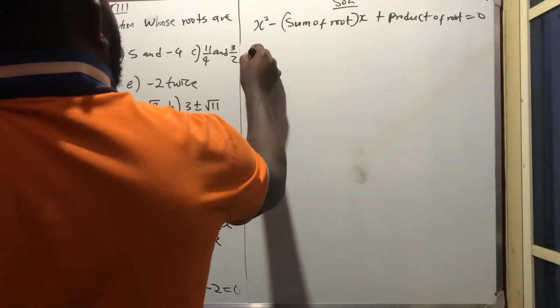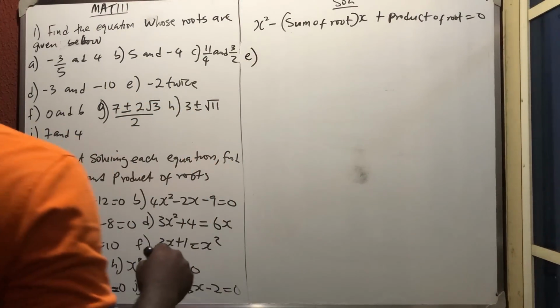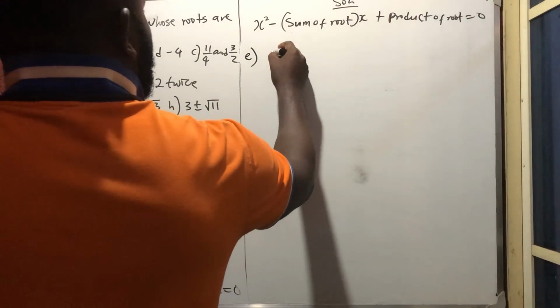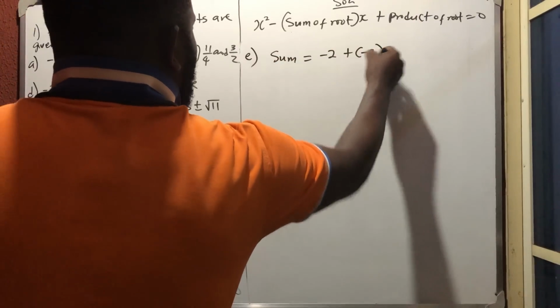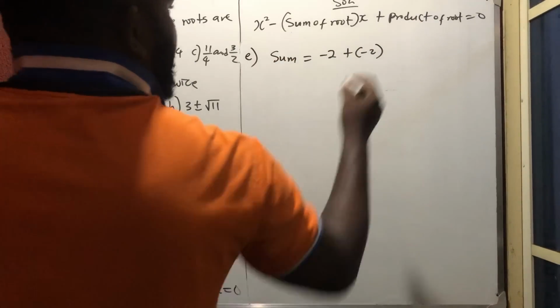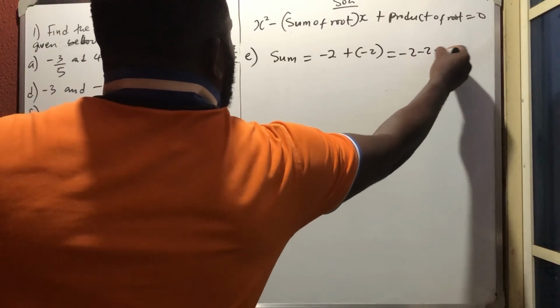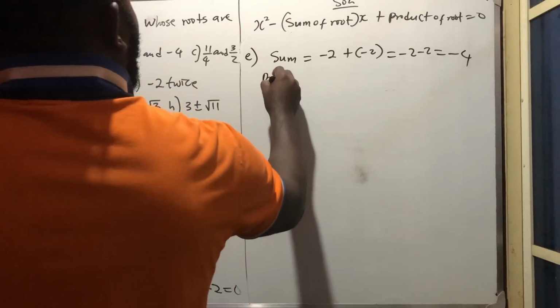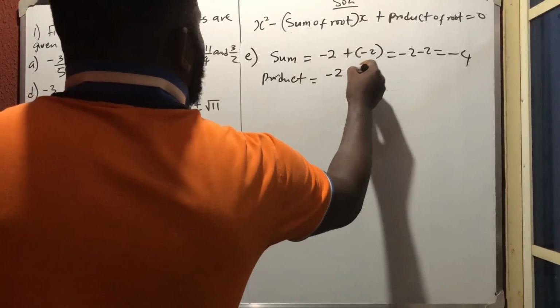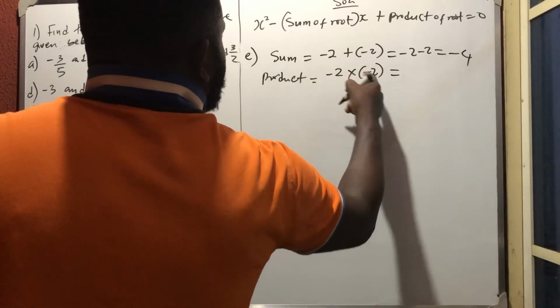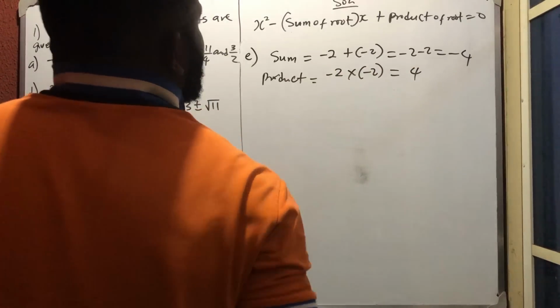So E said minus 2 twice. The sum is now minus 2 plus another minus 2 because it's minus 2 twice, which is minus 2 minus 2, which is minus 4. So the product is simply minus 2 times minus 2. Minus minus plus, 2 times 2, 4.